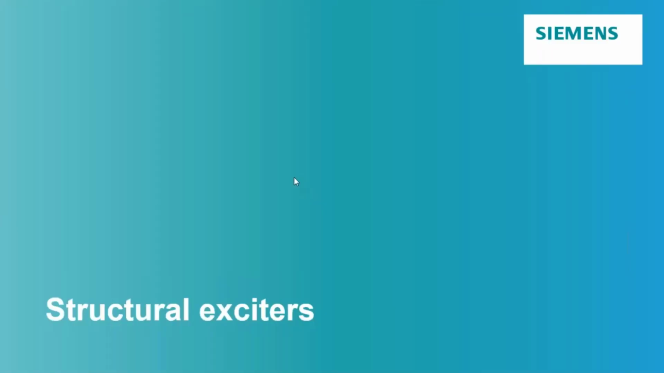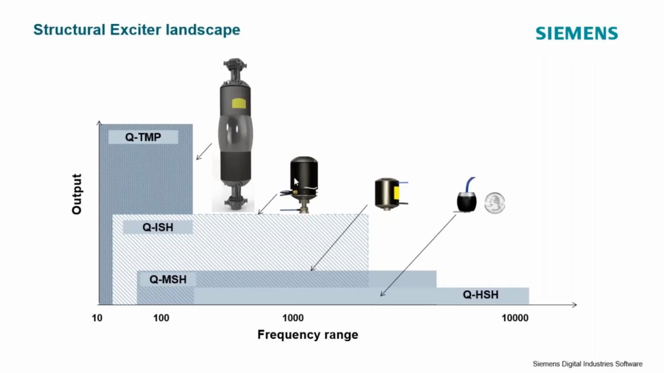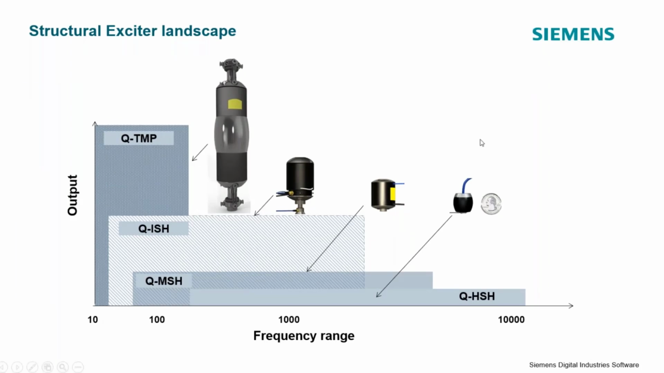So if I move over to the structural exciters now, we'll take a look at the other half of this family. And again, these are replacing an impact hammer or even a traditional electrodynamic shaker that you might hook up with a stinger onto an object.